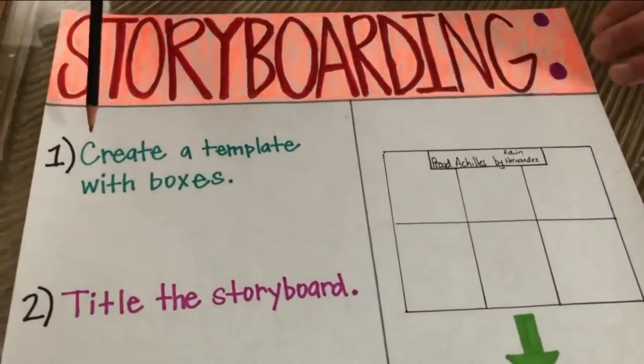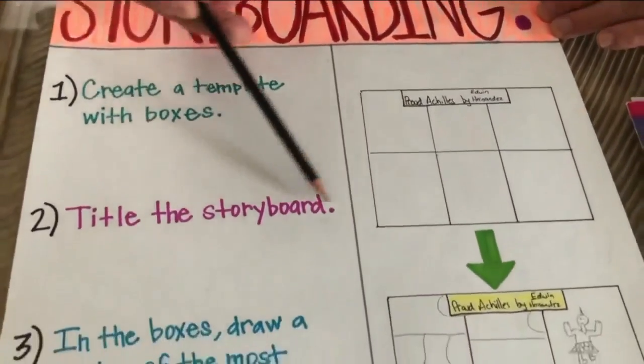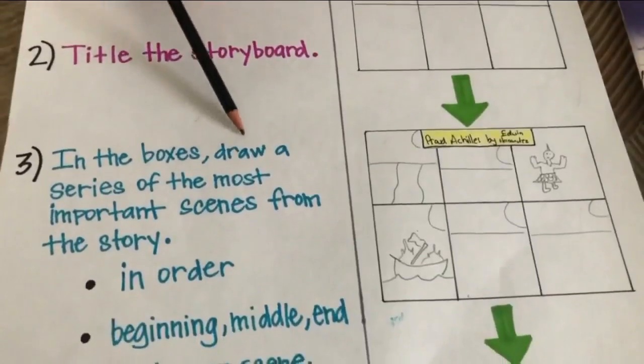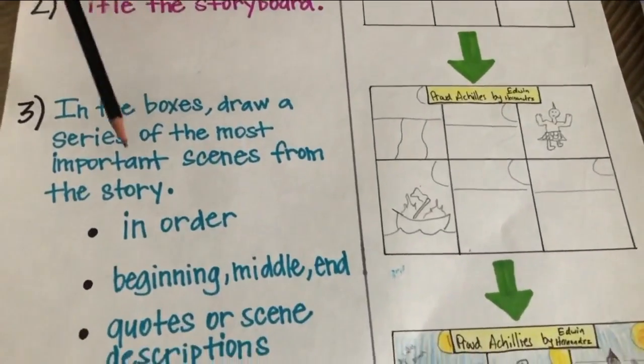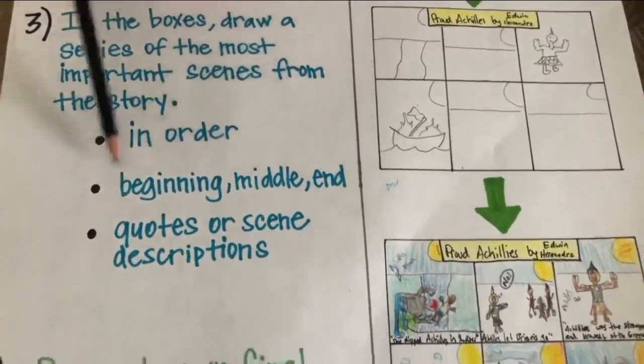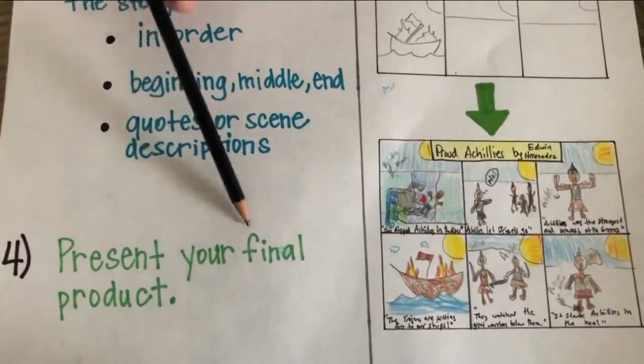So to start, you would, first of all, create a template with a series of boxes. Then you would title the storyboard with things such as the title of the book you're reading. Then in the boxes, you would draw a series of the most important scenes from the story or text. They must be in order and represent the beginning, middle, and end of the story for a unified whole. Then you would add quotes or scene descriptions, and finally present your final product.